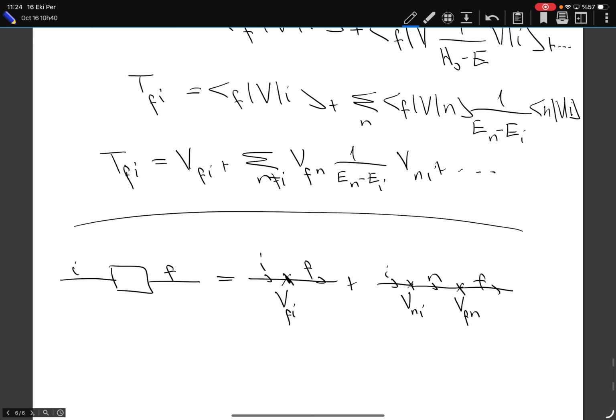And if there is such a line connecting two interaction vertices, those crosses are interaction points with the external potential, I have this 1 over En minus Ei. This is called the propagator. What is En? En is the energy of the state that is propagating between those two interaction vertices, if you like this analogy. Ei is the energy that you send.